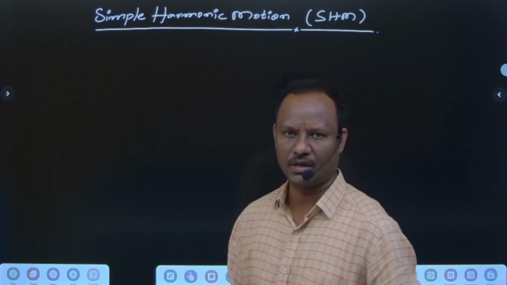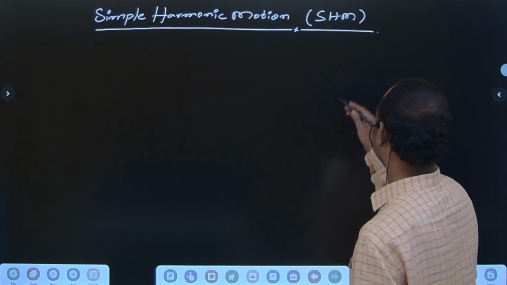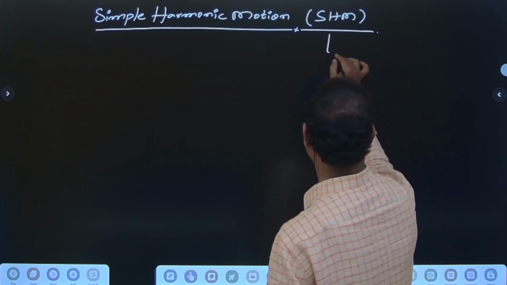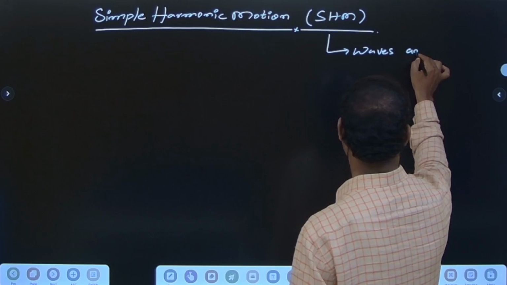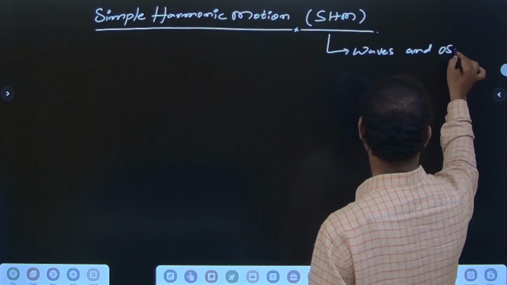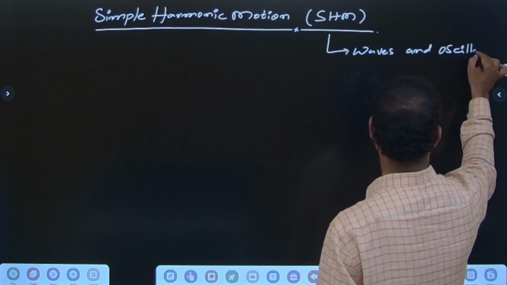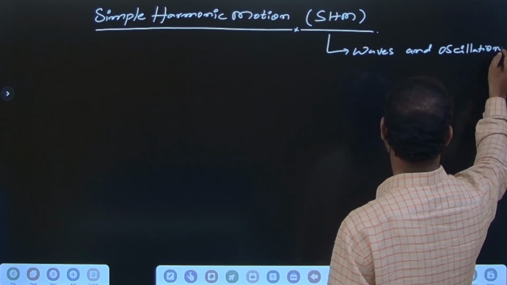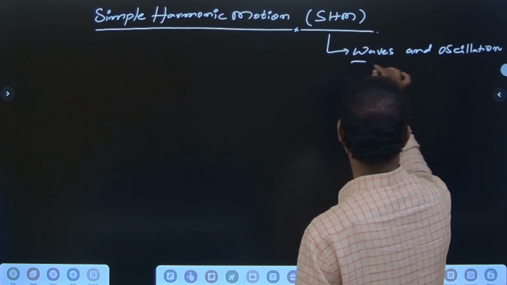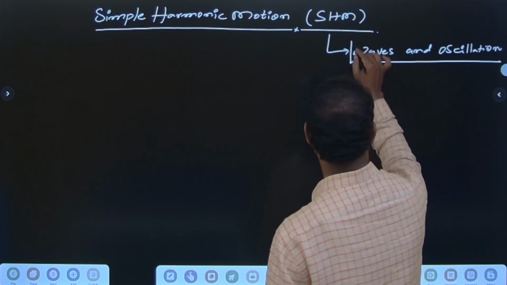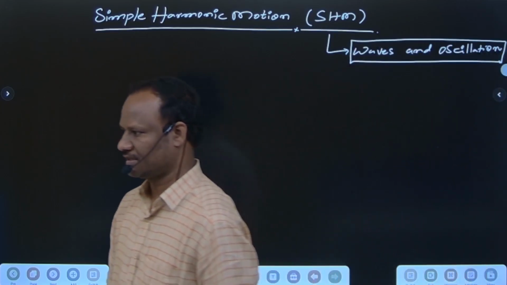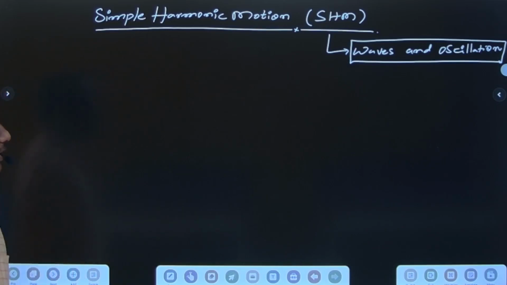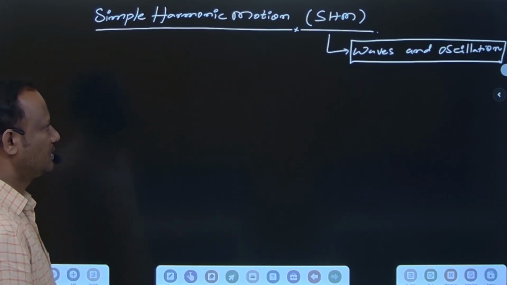Actually, simple harmonic motion, the chapter name is what? Waves and oscillations. Waves and oscillations. So carefully, this is very important. Waves is linked with the second year part and oscillations is from first year.